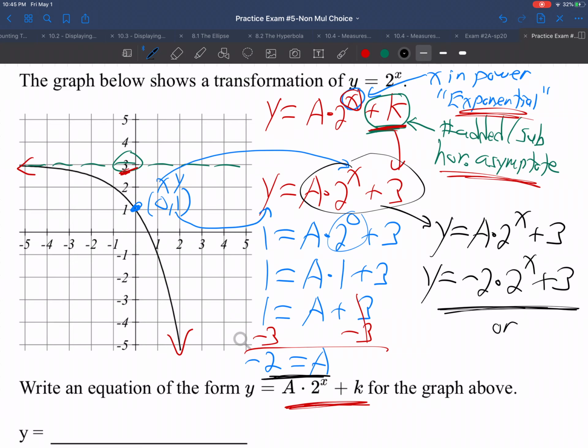It's the same thing, by the way, if you put the 3 in the front. You know that's exactly the same, whether that 3 is added off to the right or the left, it's the same either way. That is the equation of that exponential graph.